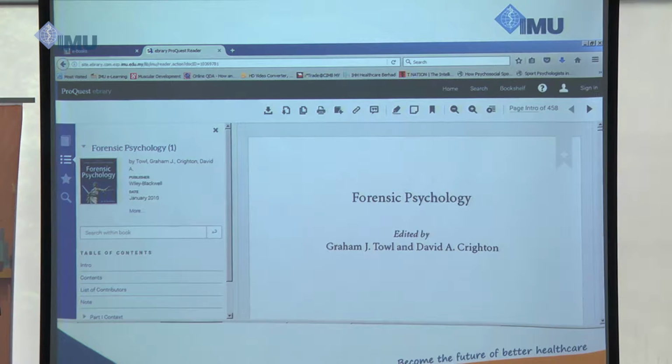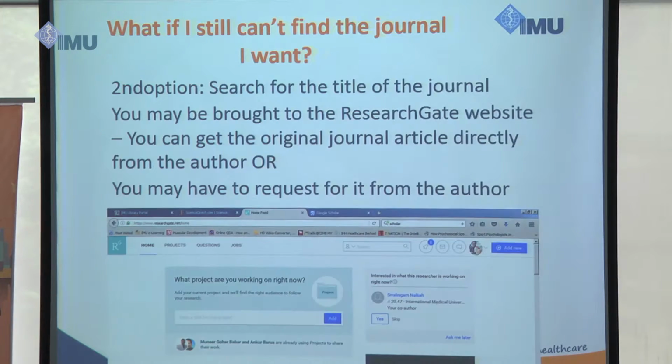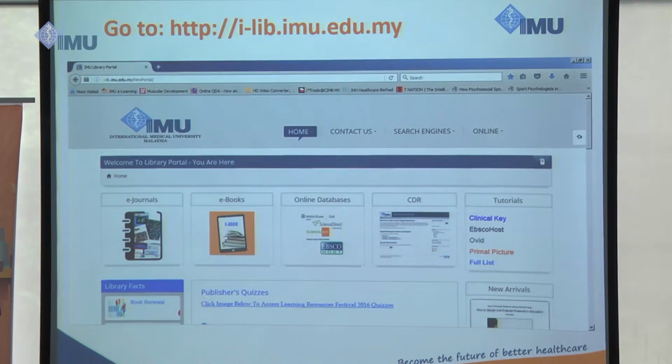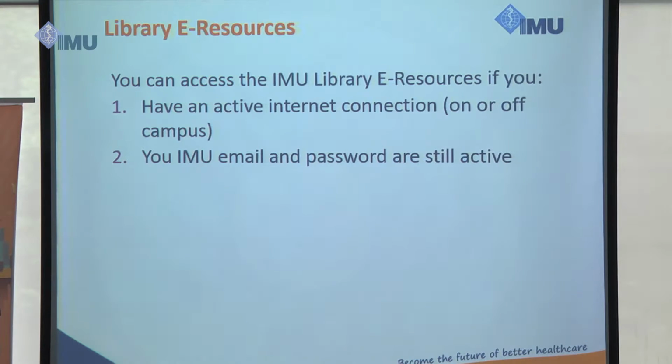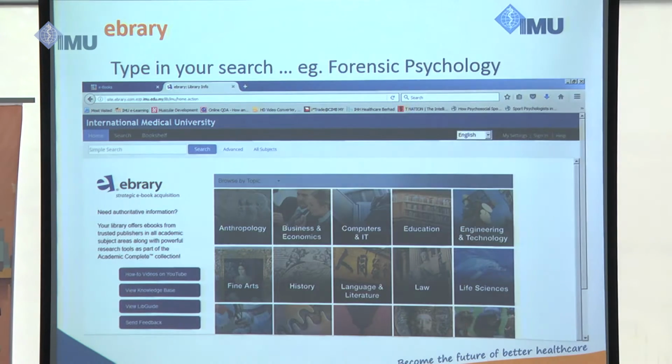So let me just go back to the earlier page for those who just came along. Okay. Sorry. Okay. So the first thing I would like you to do is, for some of you who just came, just click on Ebooks. And after that, go to number 10, eBrary. Then it'll prompt you to log in. And once you do that, you reach this page. And this page, just do a simple search and find the books that you would like. All right?